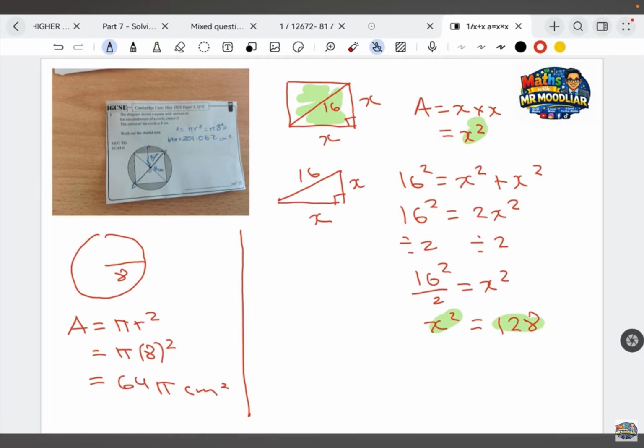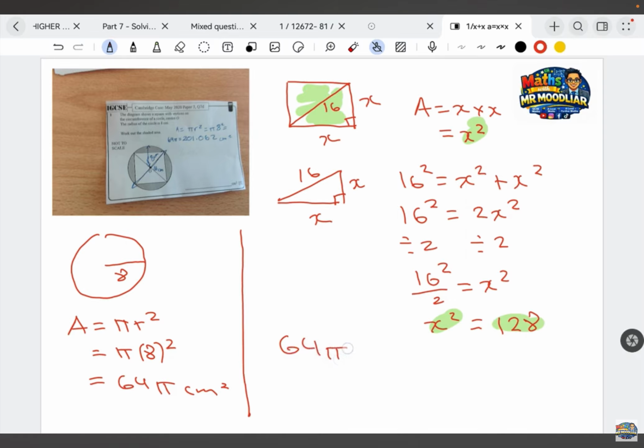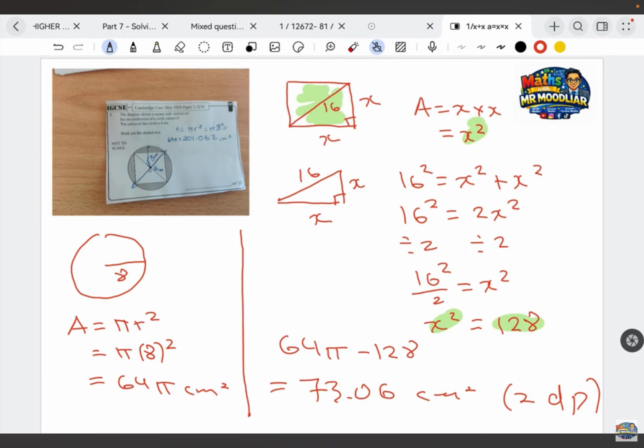Looks confusing already. Let's go back to watching. 64 pi, take away 128. Are you serious? And then let's just type that in our calculator. 64 pi, take away 128, which is going to give you 73.06 centimeter squared, and that's 2 decimal places, and that's how you work it out. Thank you for watching my video. Goodbye for now.